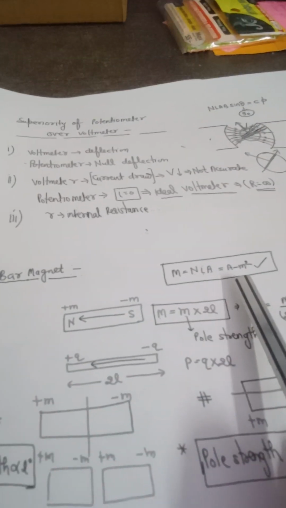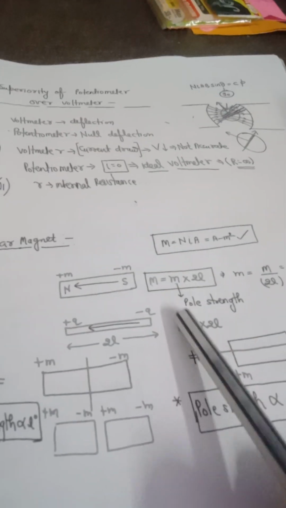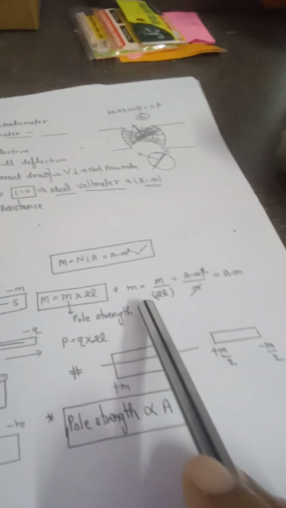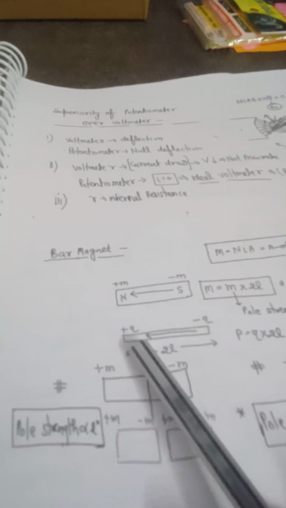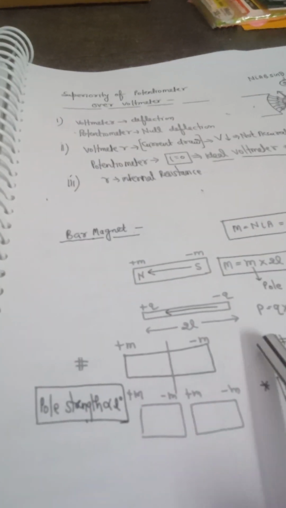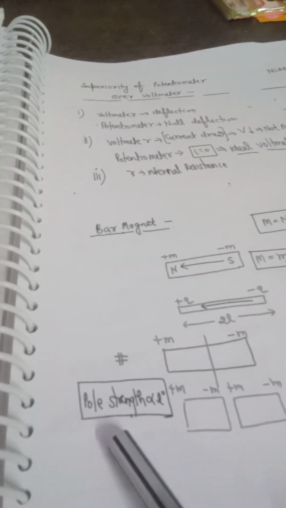Bar magnet: here M is equal to NIA, ampere meter square. This is the N and S pole, plus m and minus m. Capital M is equal to m times 2l. It is the pole strength. When we cut it into two parts, pole strength is directly proportional to L and pole strength is directly proportional to area.